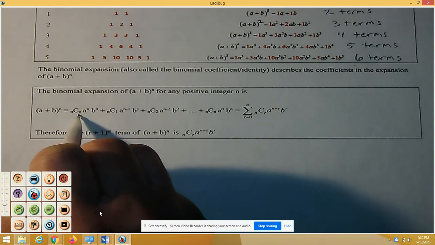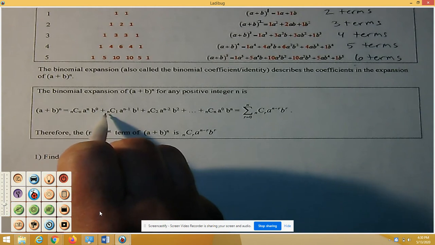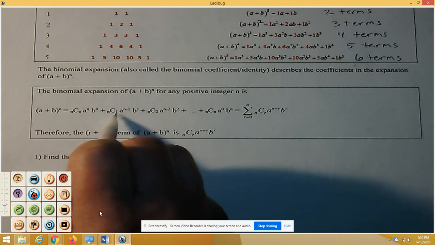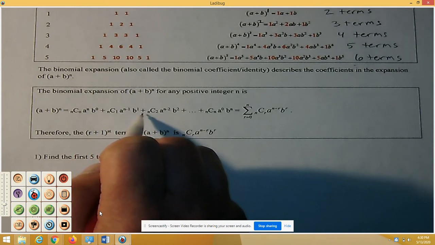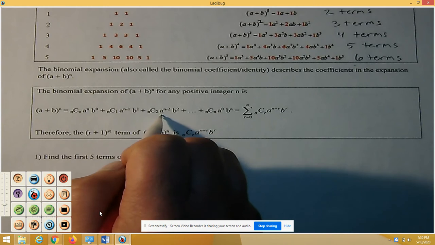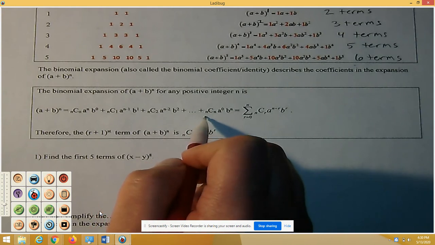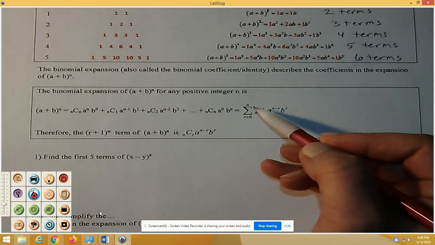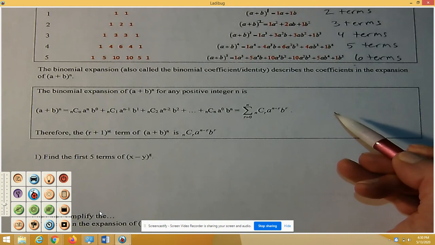n choose 0, a to the nth, b to the 0, plus n choose 1, a to the power of n minus 1 times b to the first, plus n choose 2, a to the power of n minus 2, b squared, and so on, all the way up to n choose n, a to the 0, b to the nth. This is sigma notation, which means you're adding up terms in a series, and that's something you'll be doing next year in pre-calculus.